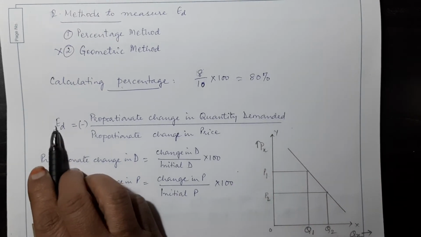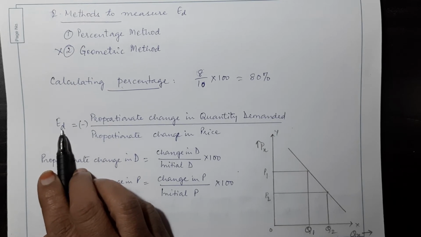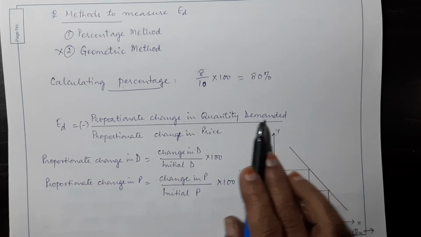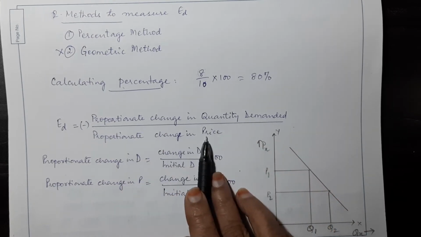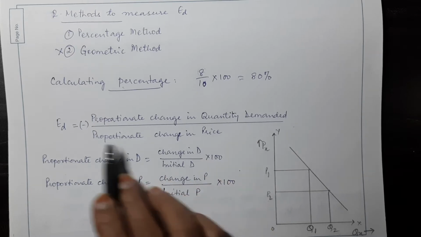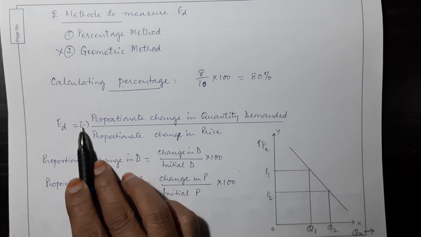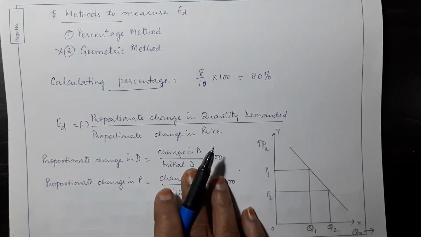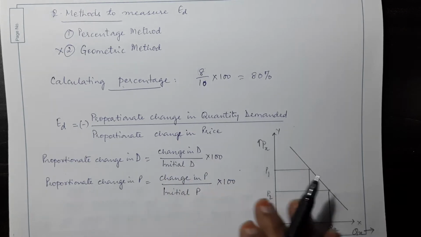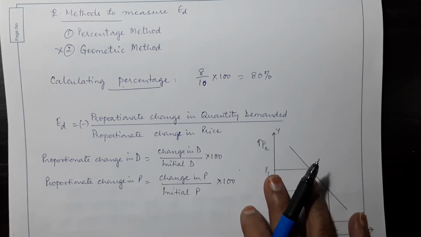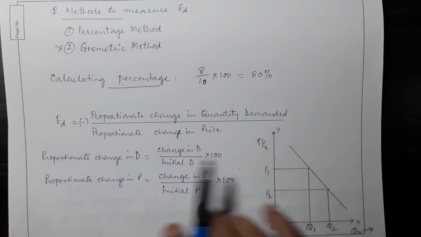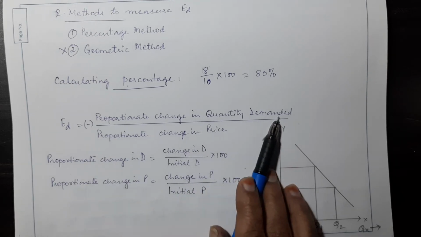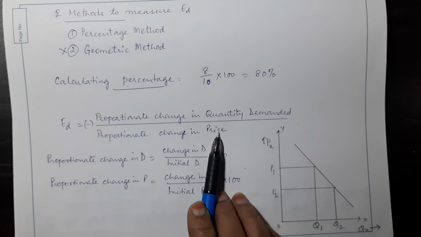So elasticity of demand or price elasticity of demand is given by a proportionate change in quantity demanded divided by a proportionate change in price. This is what the definition says. Now you must be observing a negative sign over here. The negative sign represents the inverse relationship between the price and the quantity demanded, right? So when you are given a numerical, only the absolute values are to be taken into consideration, and this negative sign is ignored.